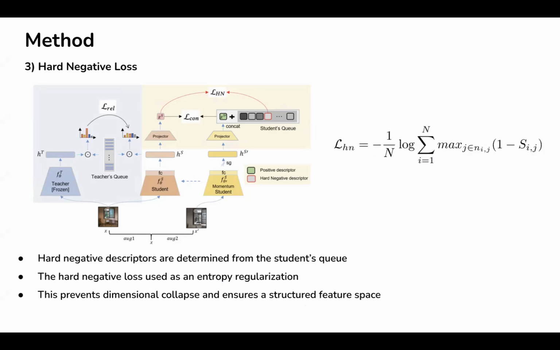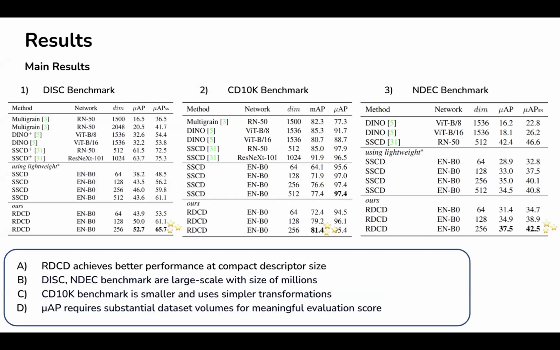Lastly, we have the hard negative loss. In the copy detection scenario, the primary challenge for training arises from the hard negative pairs and the fact that the use of small descriptors renders the model susceptible to dimensional collapse. To address this, we employ the hard negative loss to finally control the entropy and minimize the hard negative pairs.